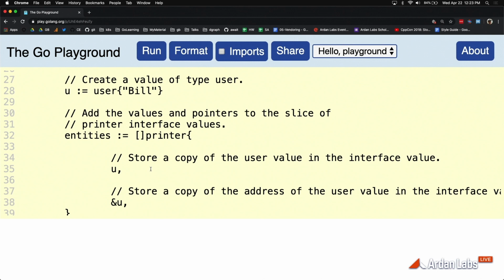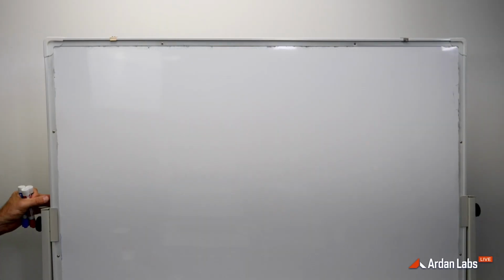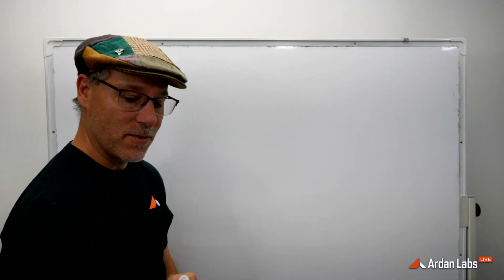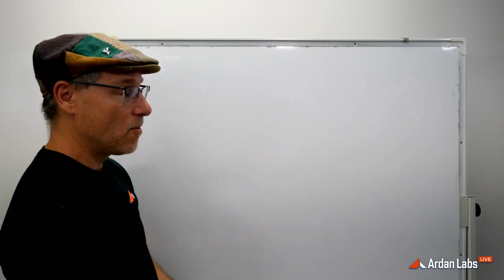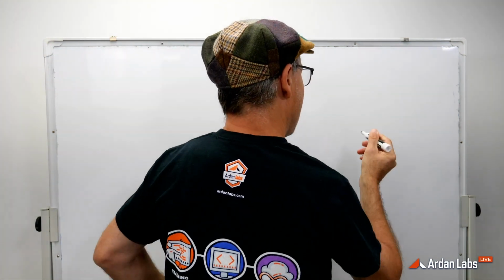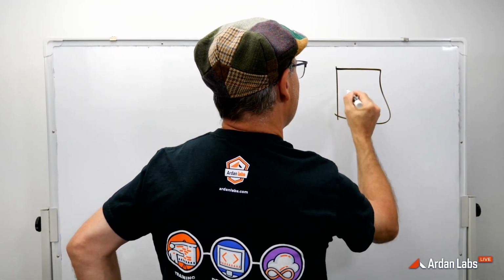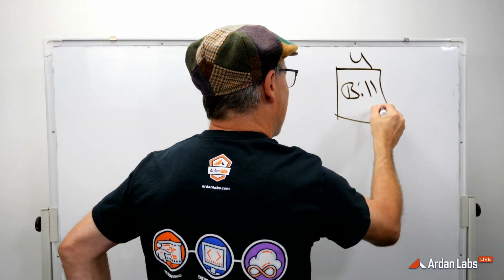So if I study this code for a second, I'm going to move now back over to the whiteboard. Now, we do construct this user value. So there it is. There's that user value. It's got Bill in it.